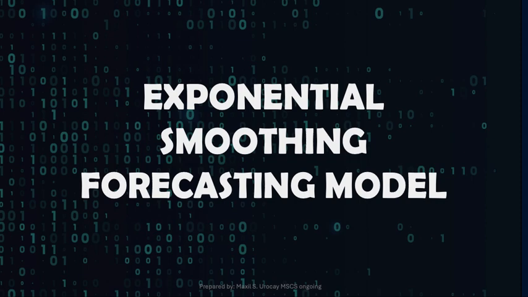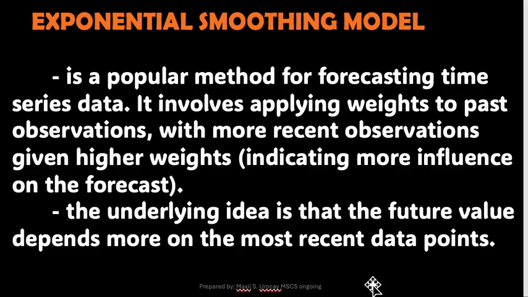So in this video, I will be dealing with another type of forecasting model, which is exponential smoothing. When we say exponential smoothing forecasting model, that is basically a popular method for forecasting time series that involves applying weights to past observations, with more recent observations given higher weights, indicating more influence on the forecast. So the underlying idea is that the future value depends more on the most recent data points.